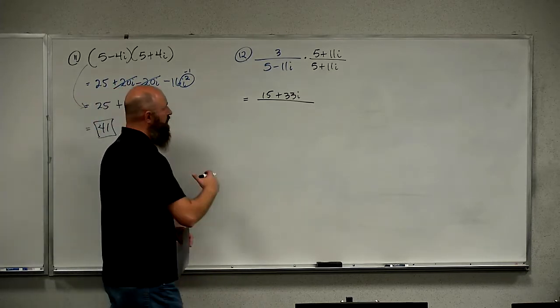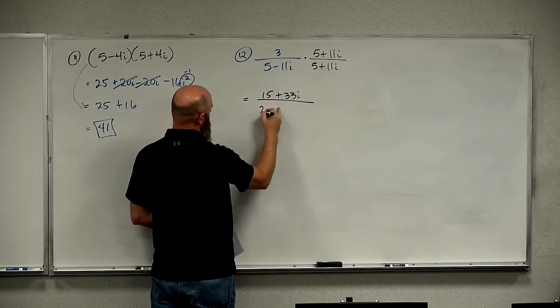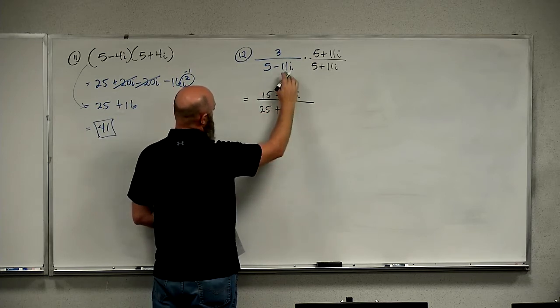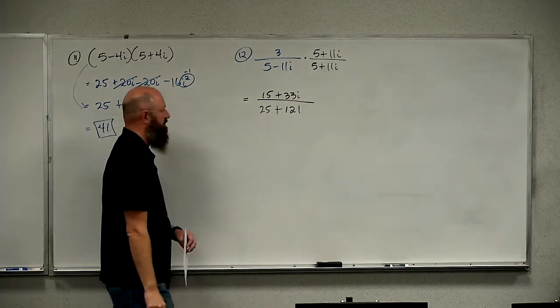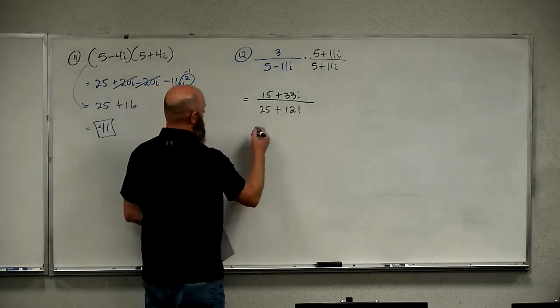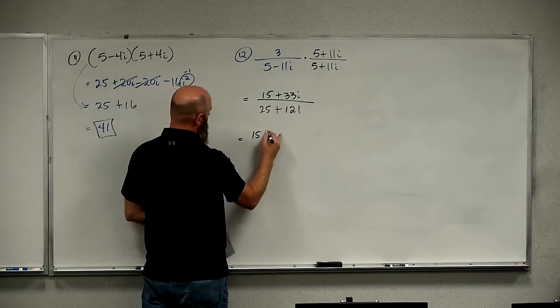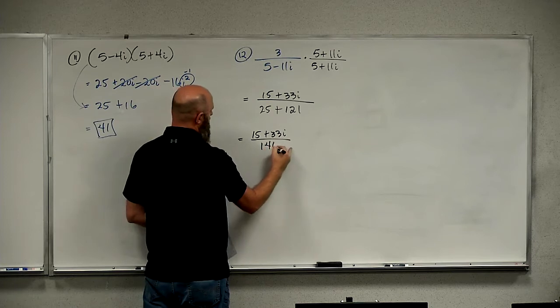Now on the bottom, we're going to use that trick. So 5 squared, that's 25. We're going to put a plus. 11 squared is 121. So now we can put those together. We get 15 plus 33i over 146.